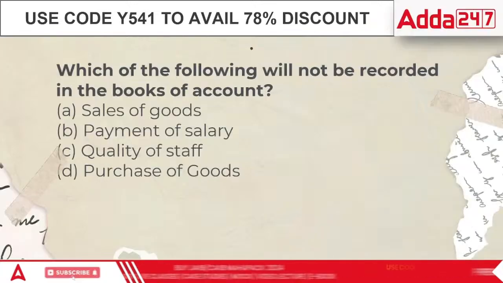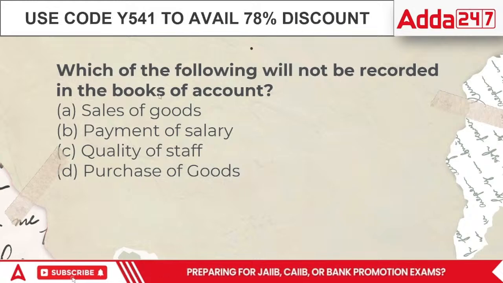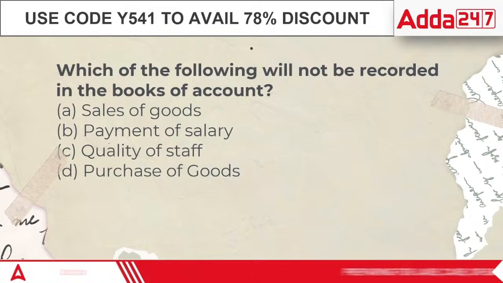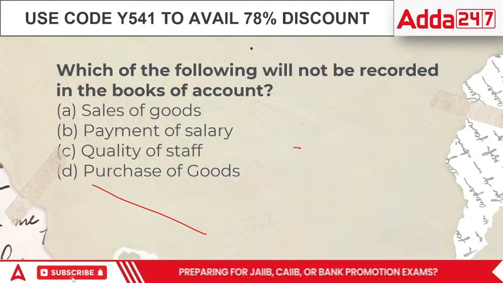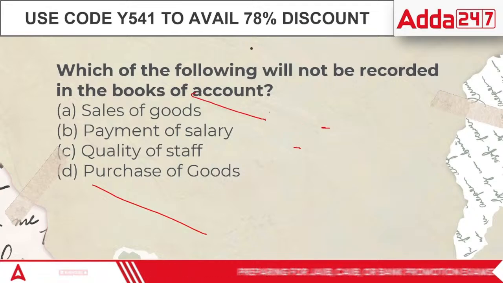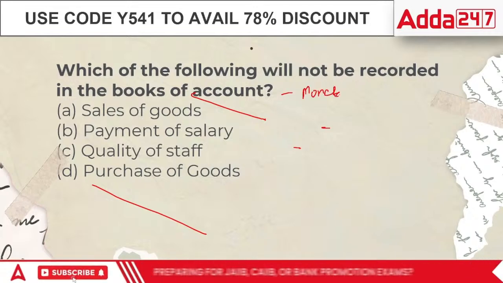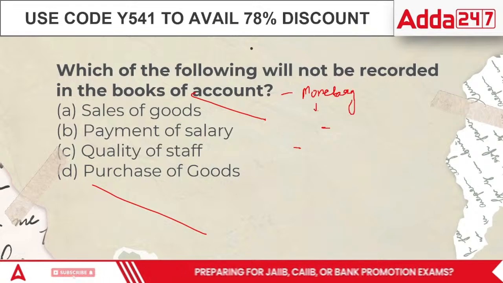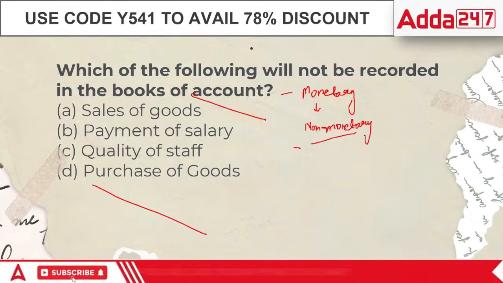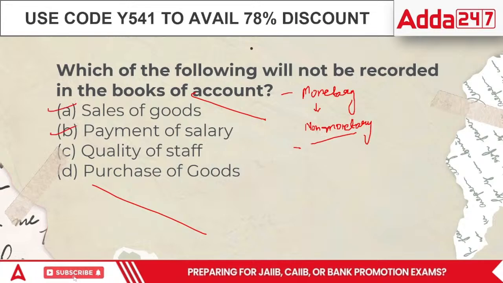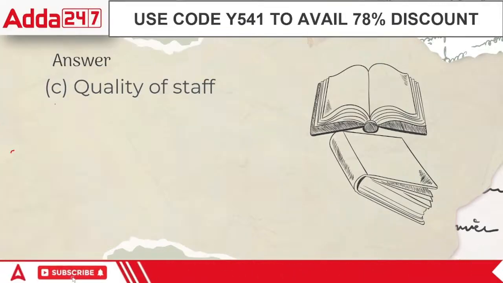Basic accountancy procedure. Which of the following will not be recorded in the books of accounts? The sale of goods, the payment of the salary, quality of the staff, or purchase of goods. Always remember, when we talk about the books of accounts, it will always record only monetary things. It will never record non-monetary. So whatever is non-monetary will not be recorded. That's the rule. Sale of goods is monetary. Payment of salary is monetary. Purchase of goods is again monetary. So the answer is C, the quality of the staff.